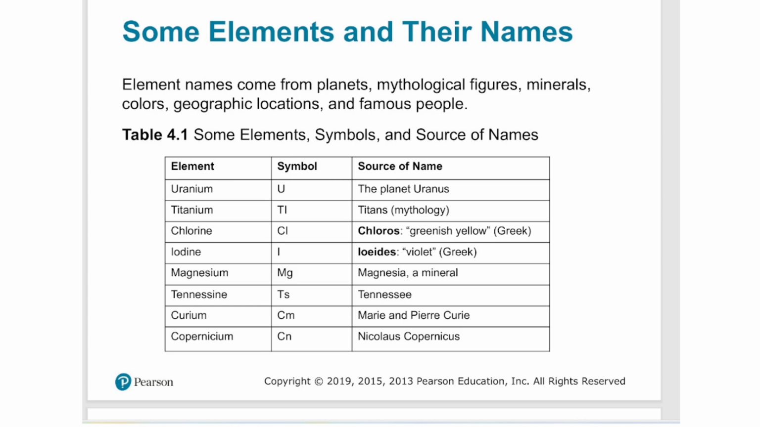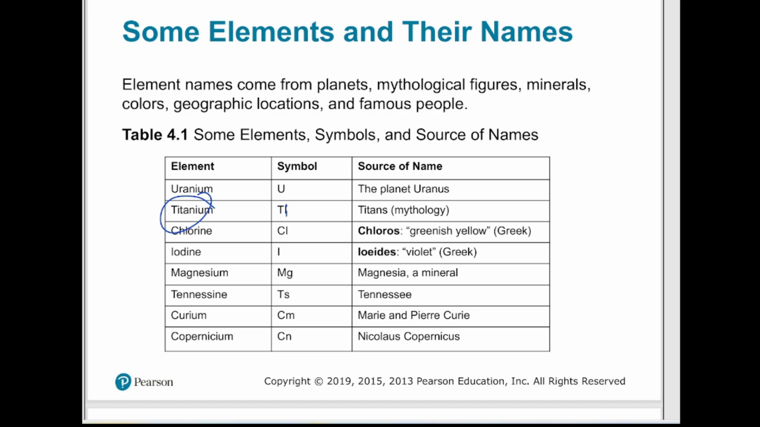Here are some examples of elements that can be found on the periodic table, the symbol for those elements, and the reason for the name of each. For example, we have uranium, which has the symbol U, taken from the planet Uranus. We have titanium, which has the symbol Ti. Now that's supposed to be a Ti, not a Tl. Tl is thallium, and titanium came from the Greek mythological name Titans. We have chlorine, which is Cl, which comes from chloros, a Greek word for greenish yellow.